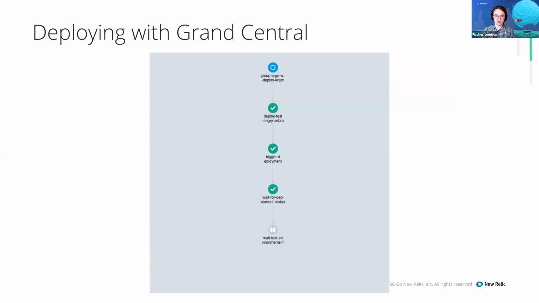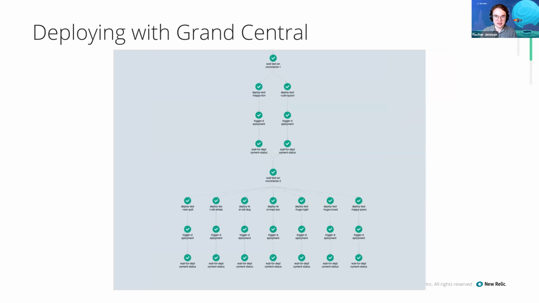And then this is what the workflow looks like when it kicks off. It'll deploy to the one environment and then pause on this wait step, which is configured as 5 minutes. And then when that completes, we have this fan out to deploy 2 more environments, then wait again, then deploy the remaining 7 environments.